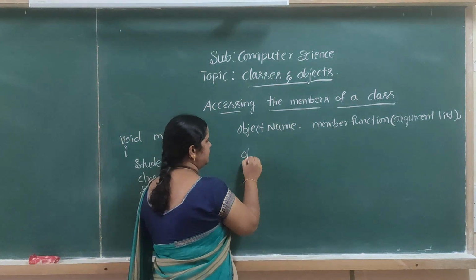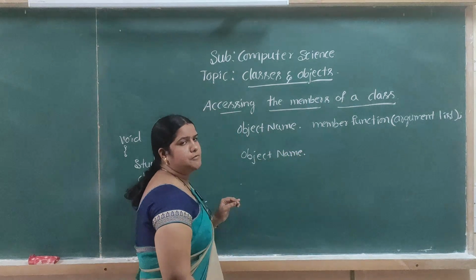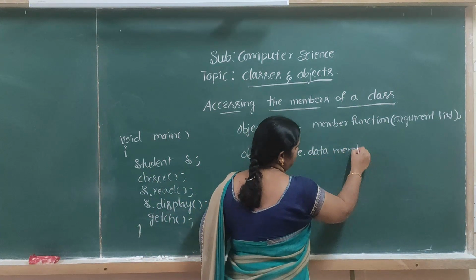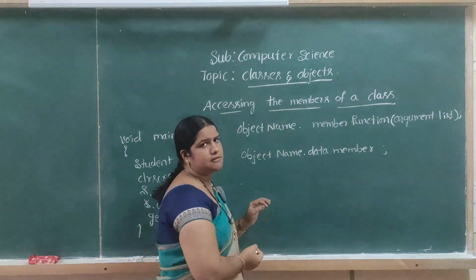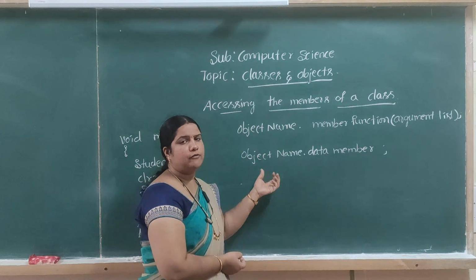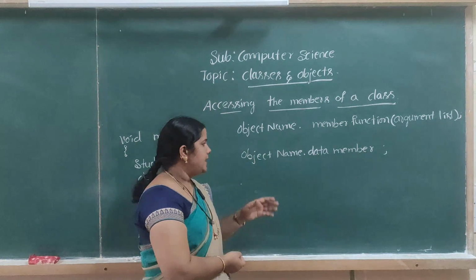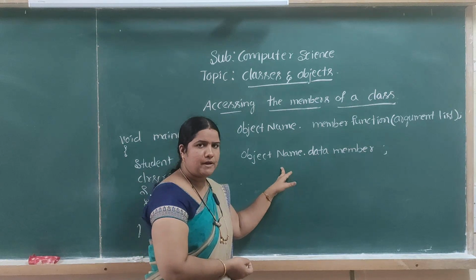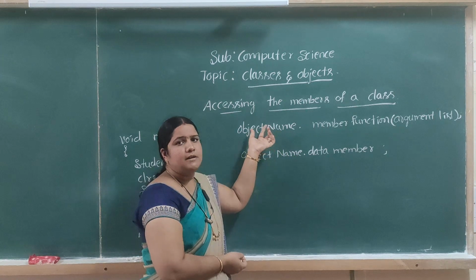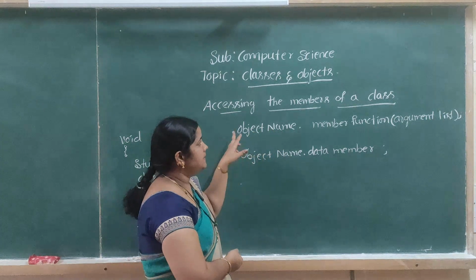Another syntax is object name, dot, data member. So we access the data member using the dot operator, by creating an object. That is the general format for accessing the data members of a class, and the earlier one is the general format for accessing the member functions of a class.